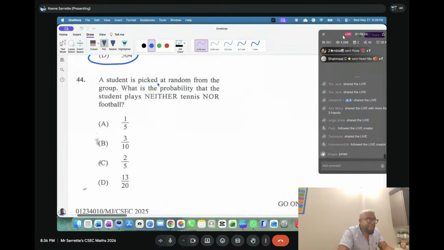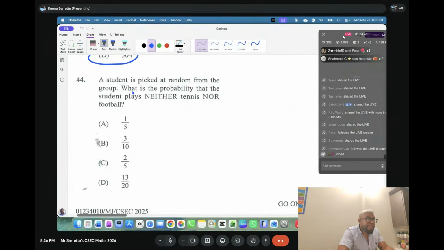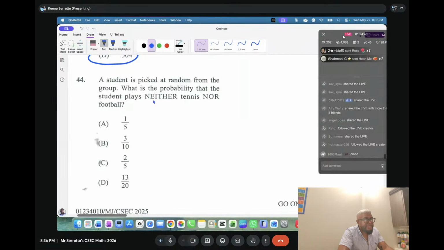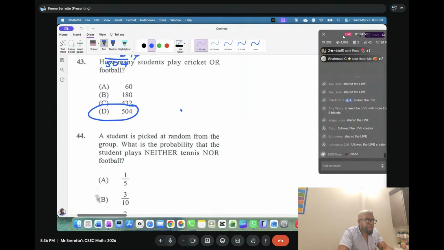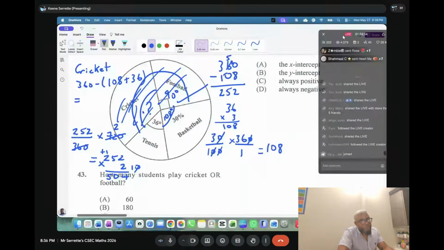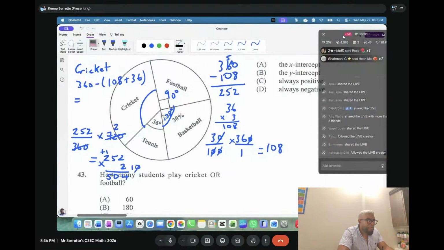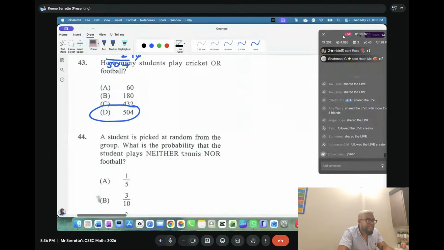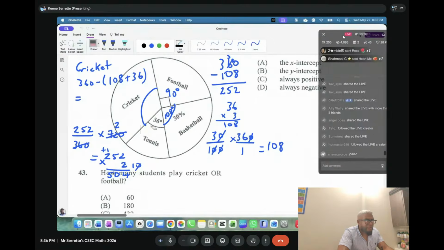A student is picked at random from the group. What is the probability that the student plays neither tennis nor football? Neither tennis nor football, right? So we're talking about who plays cricket or basketball. But I still need to go and find out who plays cricket. Do you realize that? I still have to go and find out who plays cricket, tennis, and football. So we want the probability that our students play. Neither tennis nor football will be these two.